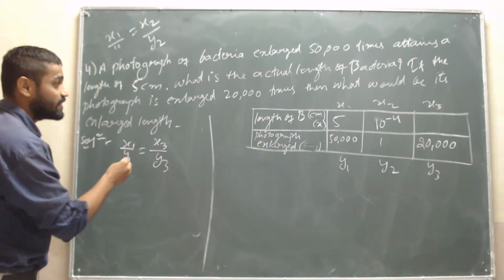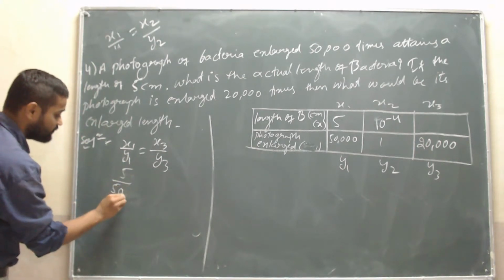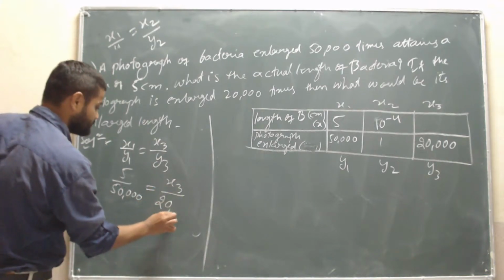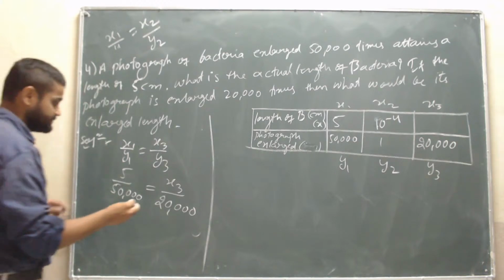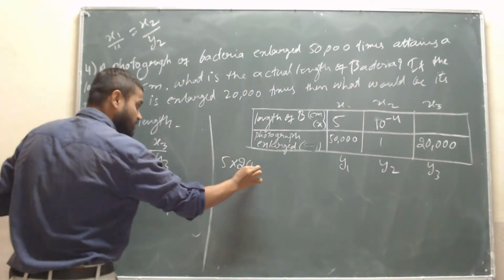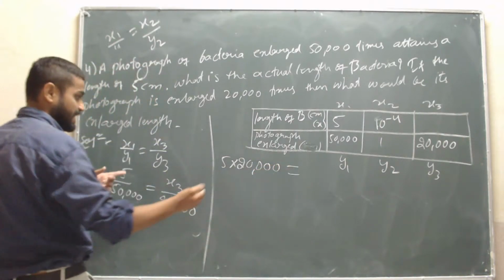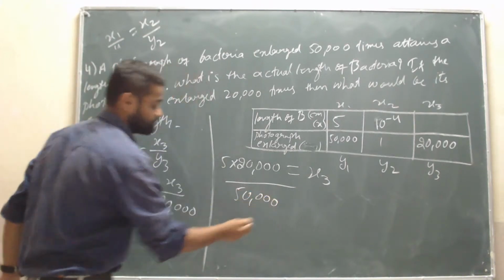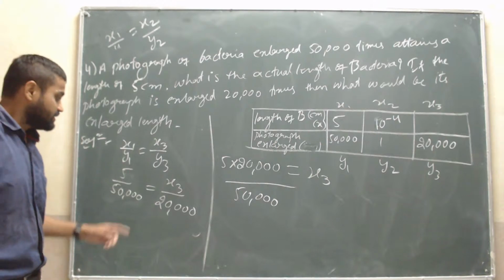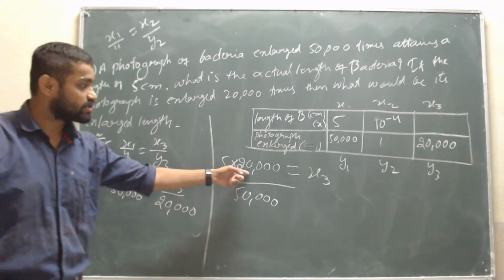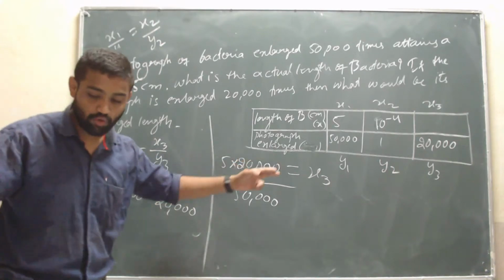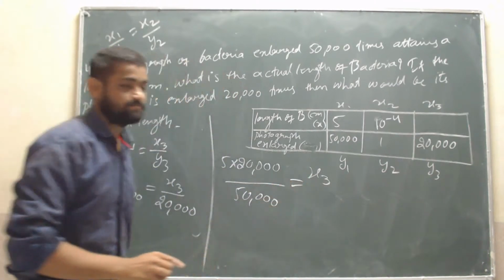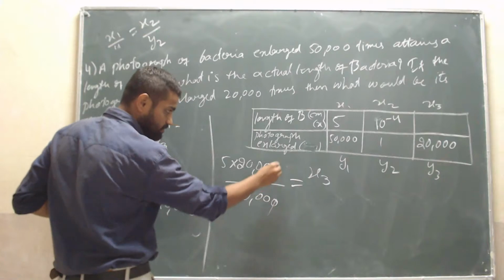Now substitute the values. x1 is 5 and y1 is 50,000, is equal to x3, which we don't know, and y3 is 20,000. Then cross multiply. 5 into 20,000 is equal to x3 divided by 50,000. What did I do here, children? 5 into 20,000 divided by 50,000 is equal to x3. Now concentrate.